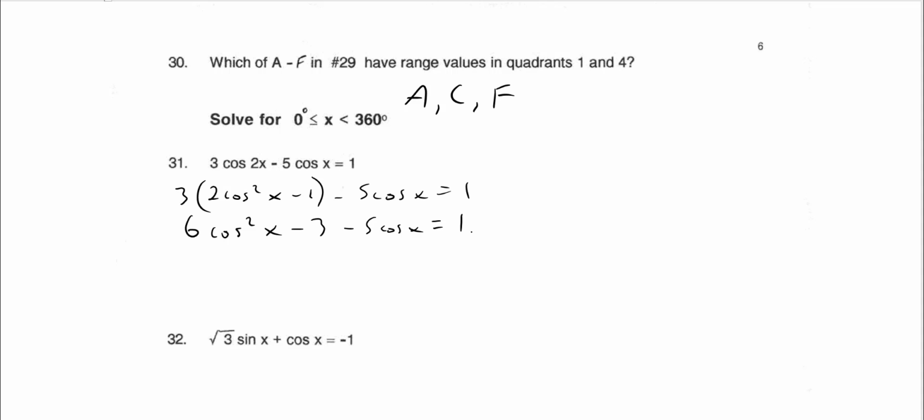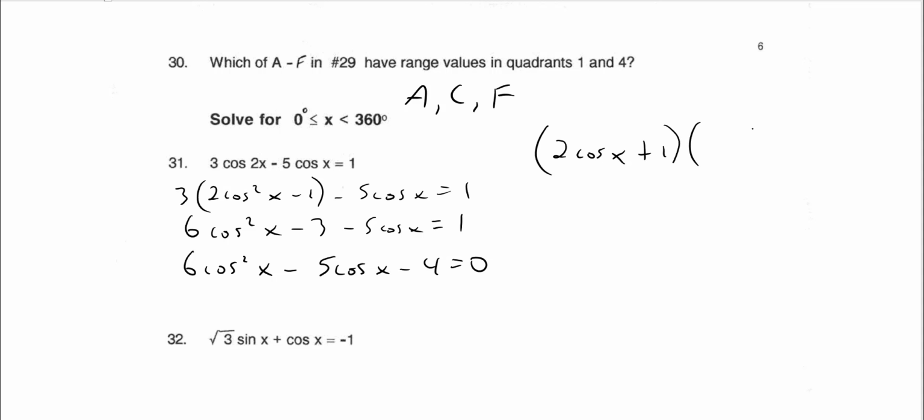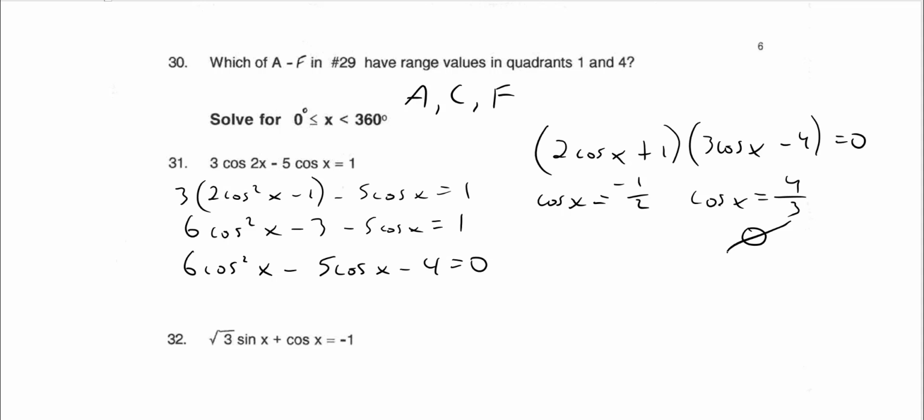I'm going to move everything over and rearrange it. So I get 6 cosine squared of x minus 5 cosine of x minus 4 equals 0. And if you factor this, you get 2 cosine of x plus 1. You can use your factor cylinders or factor boxes, whatever, I don't care. And then 3 cosine of x minus 4 equals 0. You solve and you wind up getting cosine of x equals negative 1/2 and cosine of x equals 4/3. So this one's no solution because you can't have anything bigger than 1.